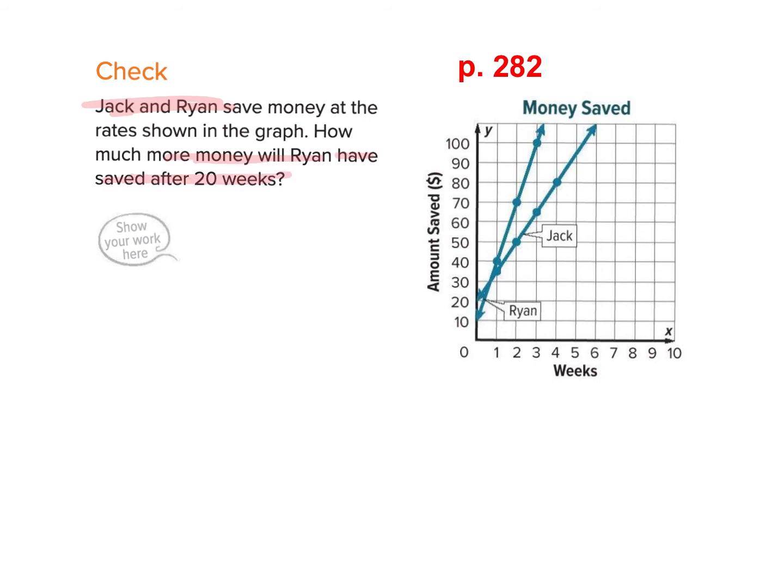So Ryan's saving a little bit faster. You can see his graph. I'm going to just kind of highlight in pink. This is Ryan's graph. He's saving at a faster rate than Jack. He's over here, this yellow one. Okay, so I want to know, well, how much money are they both going to have after 20 weeks? And how much more money will Ryan have? Well, first I have to figure out how fast they're both saving money.